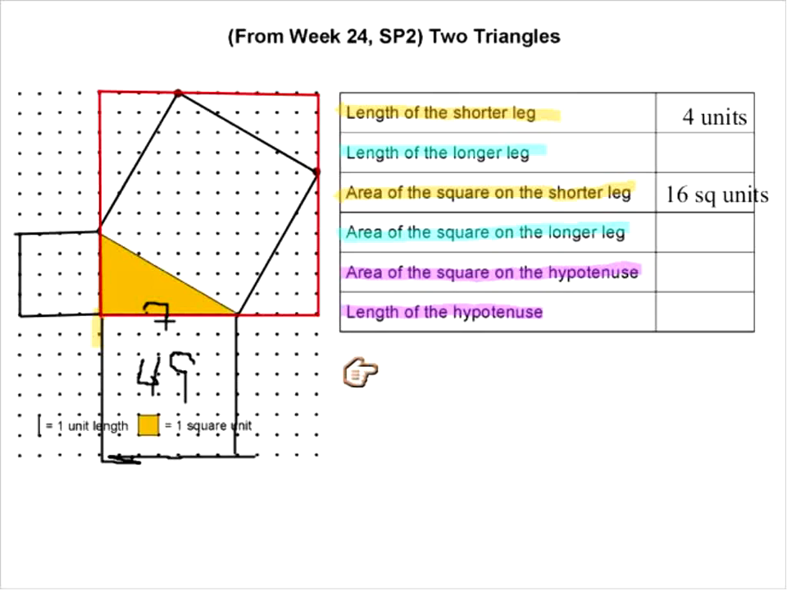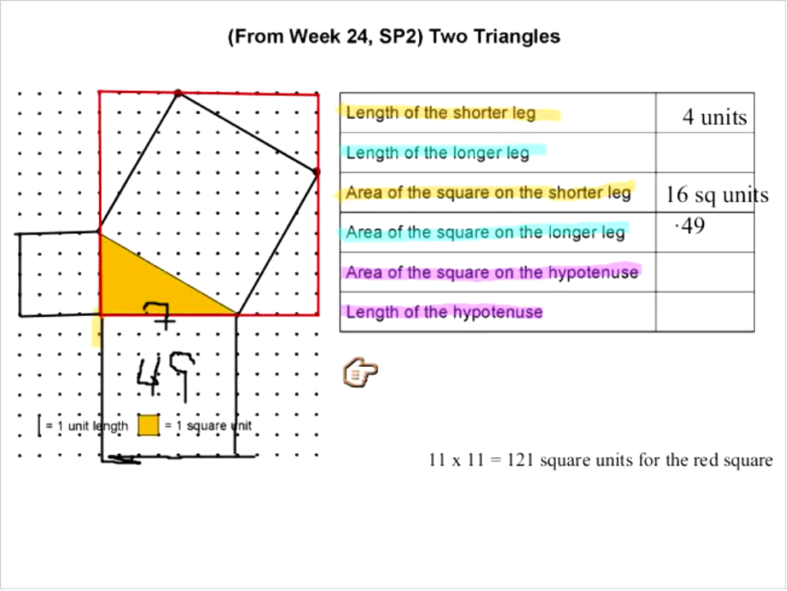Okay, and Pat, if you are finished with your assigned part, you can go ahead and type in your answers onto this table. Just remember to use the A without the box around it. Okay, and Jill is finishing up the area of the square on the hypotenuse. So far she has that it's an 11 by 11 square for the red square.